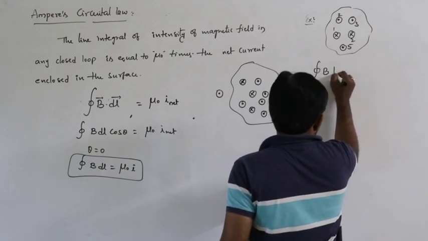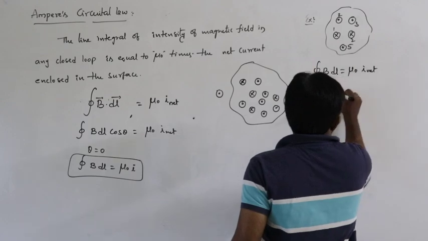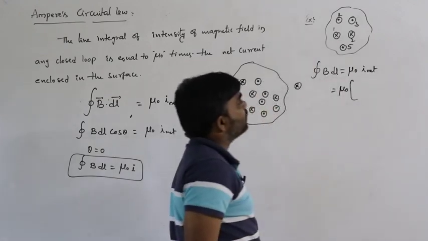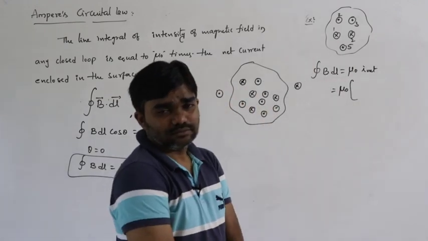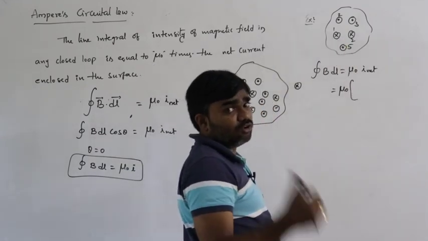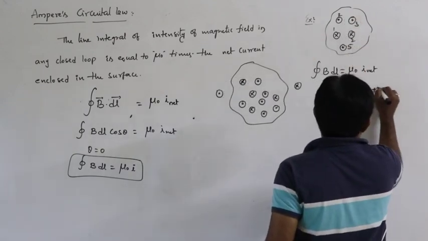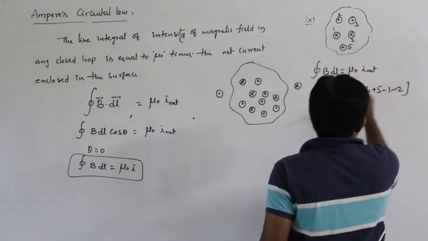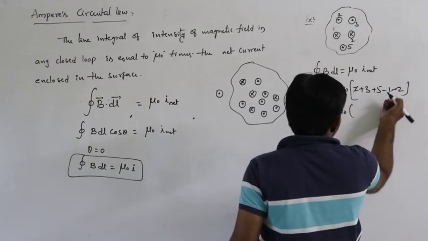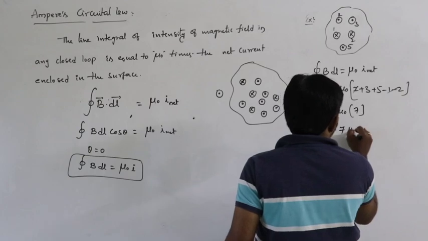Integral of B dl is equal to mu naught I net. So mu naught into I net. What is I net? Inward is considered negative for our convenience, outward is considered positive. Outward 2 plus 3 plus 5, inwards minus 1 minus 2. So mu naught into 3 plus 5, 8 minus 1, 7. So that is 7 mu naught.